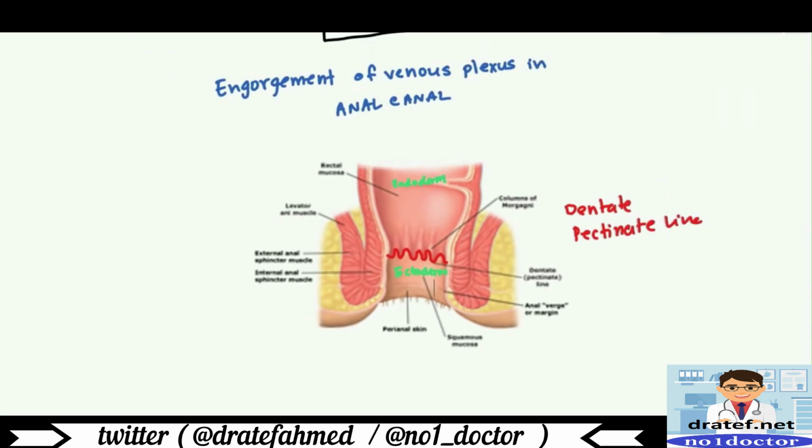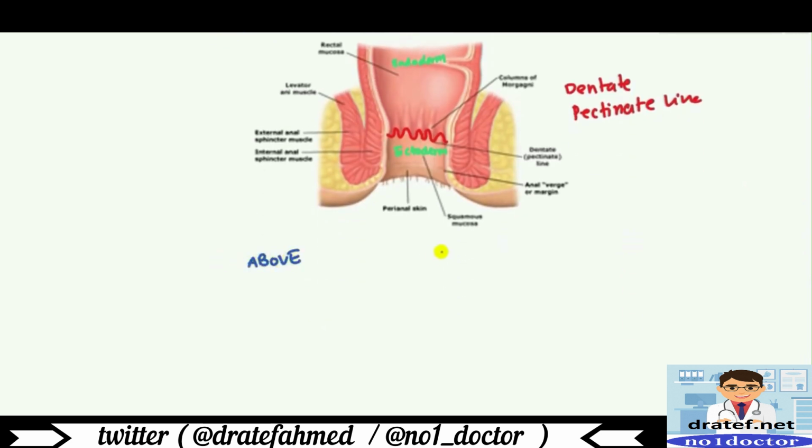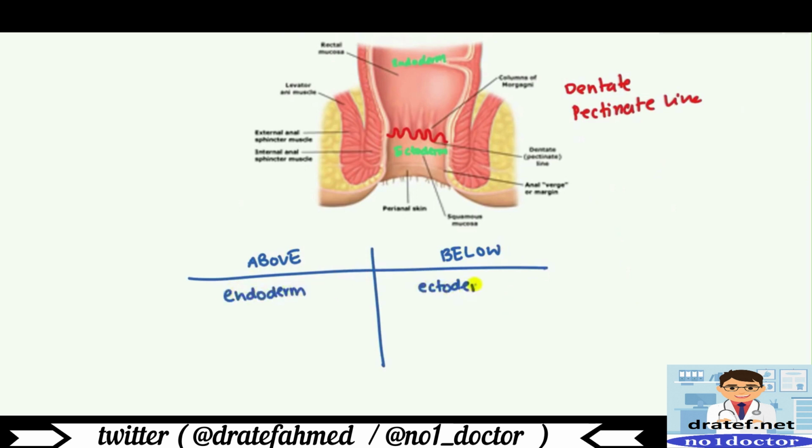Now this pen isn't really working too well, so I'm just going to draw a little table. We'll write above for above the pectinate line, and below for below the pectinate line. And then we'll compare and contrast the different features above and below. So the first thing is, above is going to be derived from the endoderm of the embryological tissue, and below is going to be derived from the ectoderm of the embryological tissue. And so what this also means is that the type of cells are going to be different. Above the pectinate line, you have the columnar cells, and below the pectinate line, you have the squamous cells.